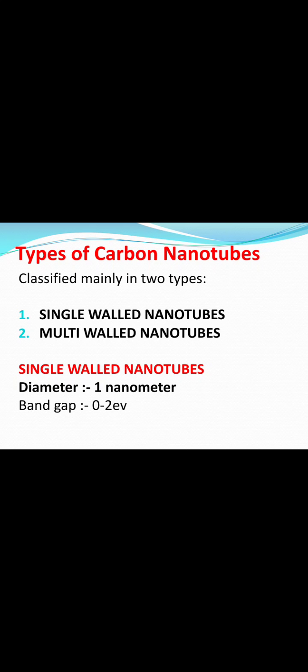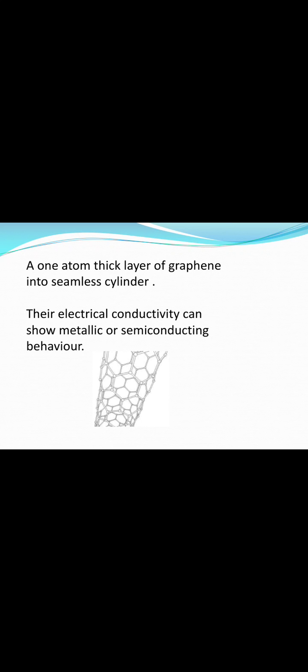And how many types of carbon nanotubes are available? They are classified into two types. The first one is single-walled nanotubes, and the second one is multi-walled nanotubes. So what are single-walled nanotubes? Their diameter is about 1 nanometer and their band gap is 0 to 2 electron volts. They are a one-atom-thick layer of graphene rolled into a seamless cylinder, and their electrical conductivity can show metallic or semiconducting behavior.